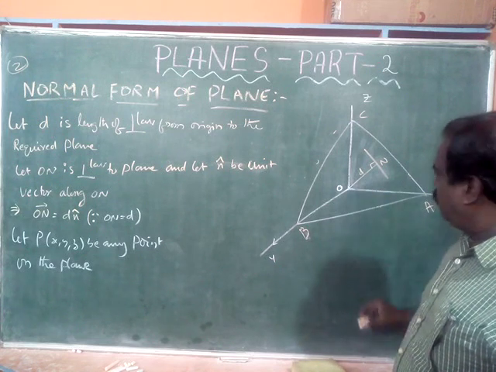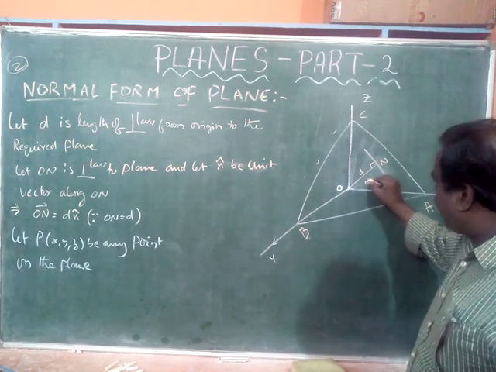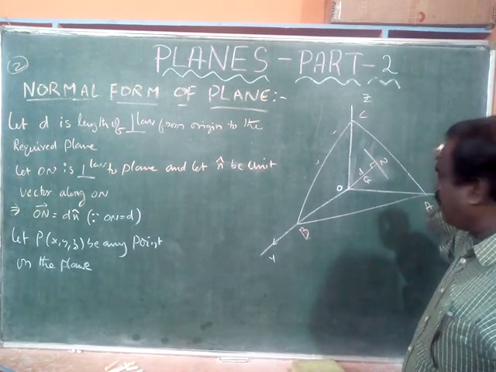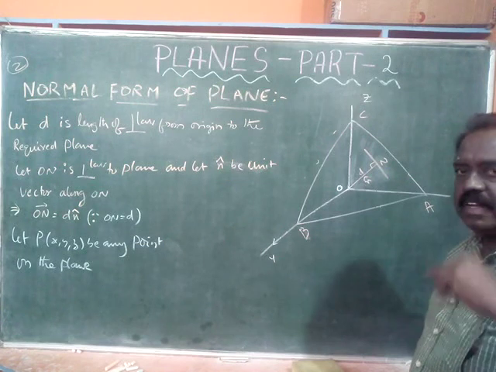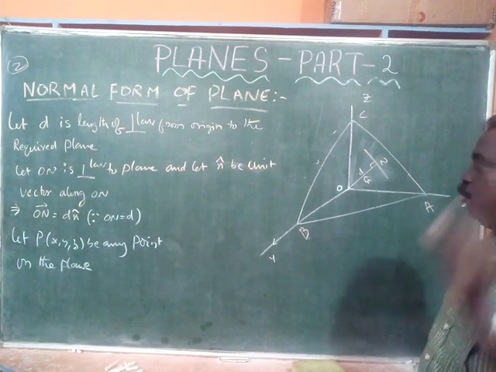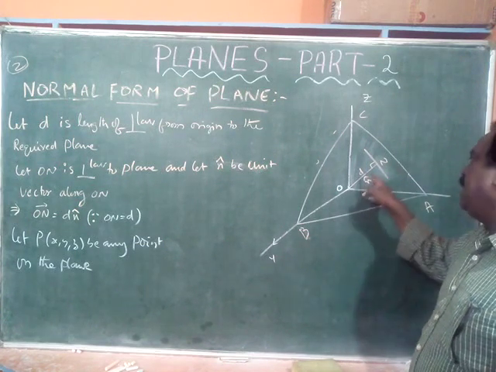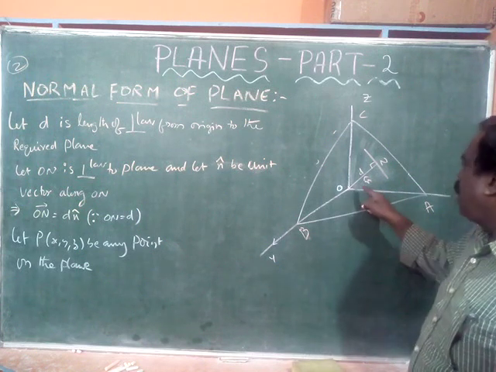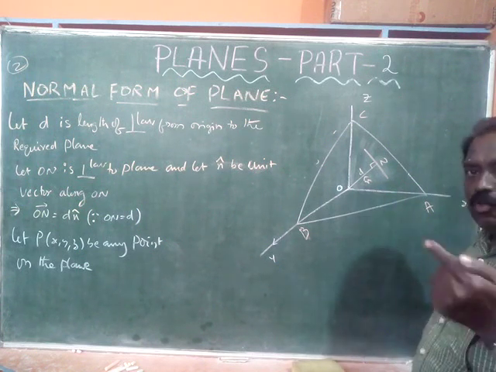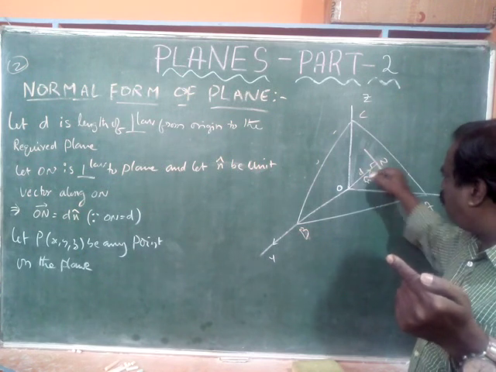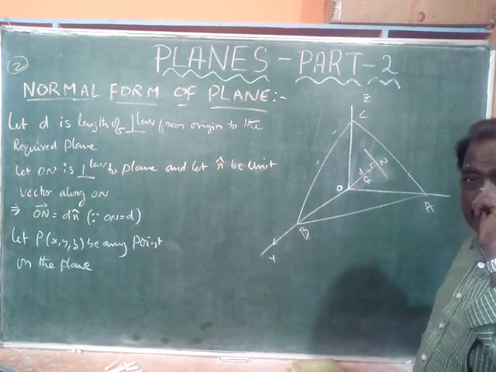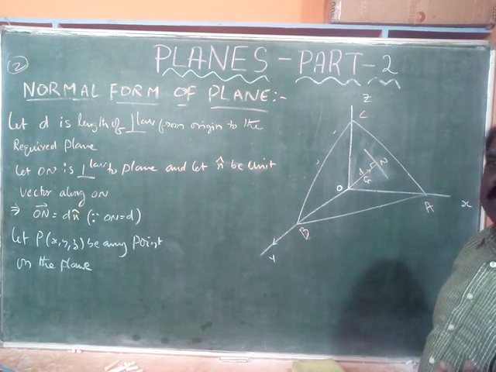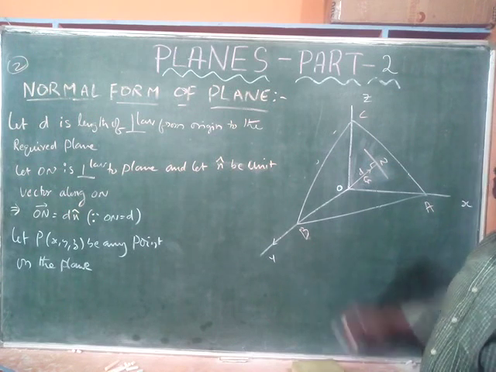Along ON, we assume N cap is a unit vector. The length ON is d units, it is given in the statement of the theorem, and N cap is a unit vector along the ON direction. Then can you find the equation of the plane?